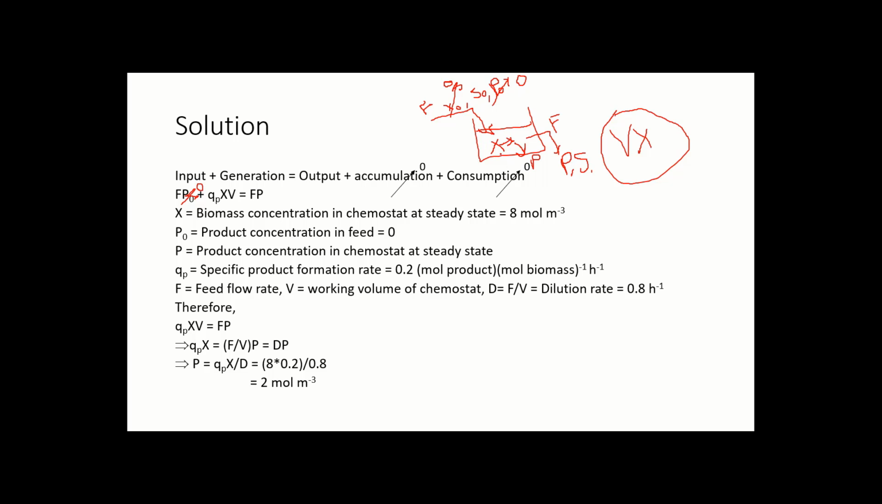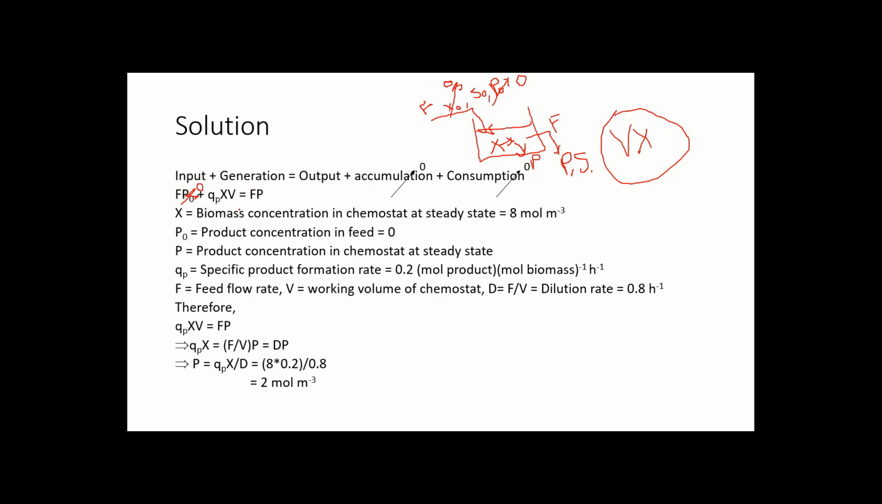And in the chemostat, by using the biomass, the product has been formed and the product concentration is P at the steady state of the chemostat. So this much product has been generated, and this much product will come in the output, right? So that's why it is Fp. P is the concentration, F is the flow rate, right? So the product output rate is Fp.